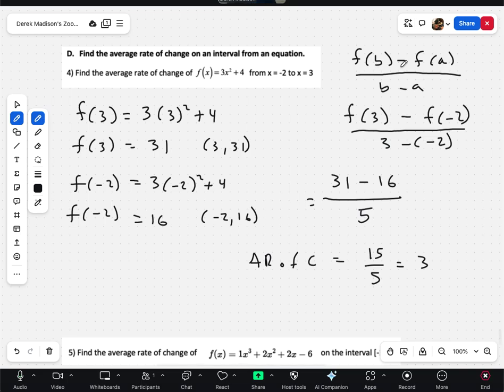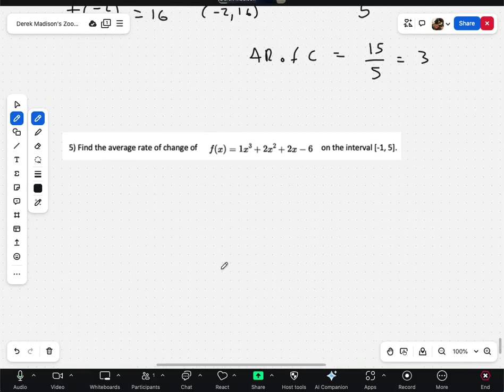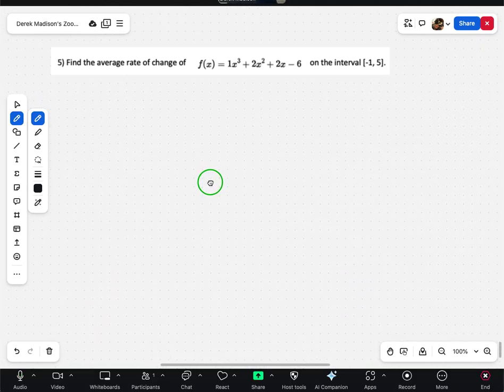So just to recap, we have this form that is really just saying y2 minus y1 over x2 minus x1, and for this we have to plug our x's into our function to find our y values. So do the same thing with one more of those. For this I'm supposed to find the average rate of change on the interval negative 1 and 5. So I'll just do f of negative 1 first. It doesn't matter which one you do first.